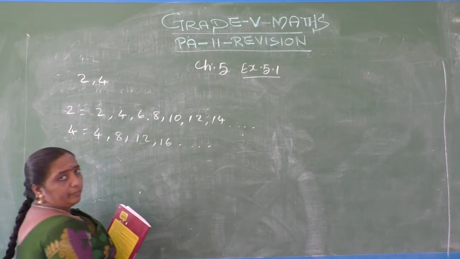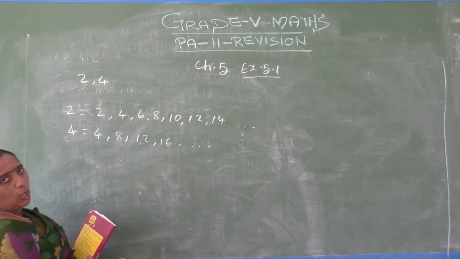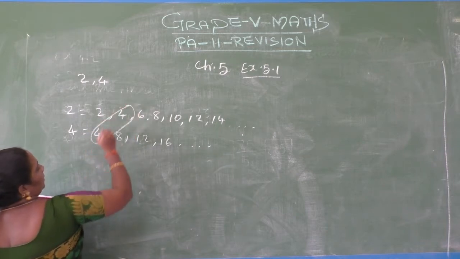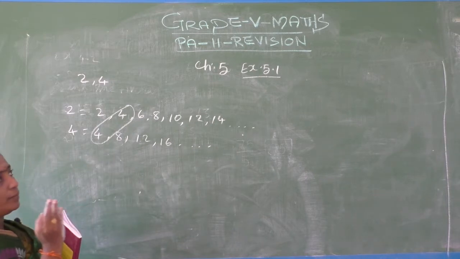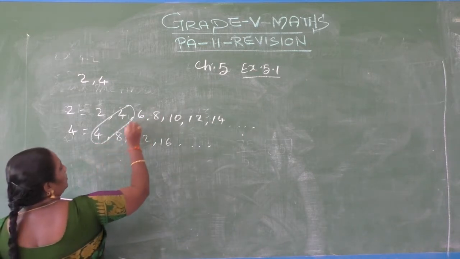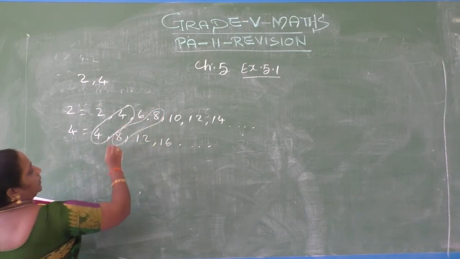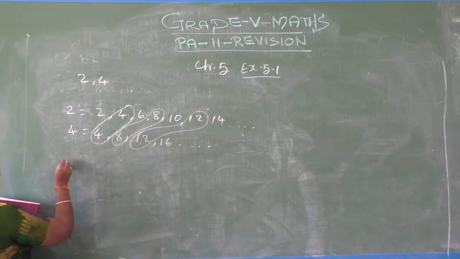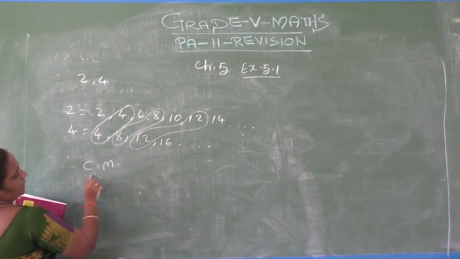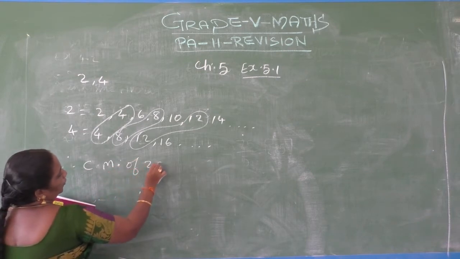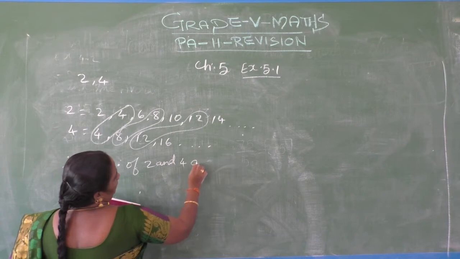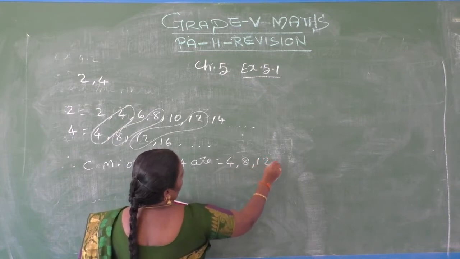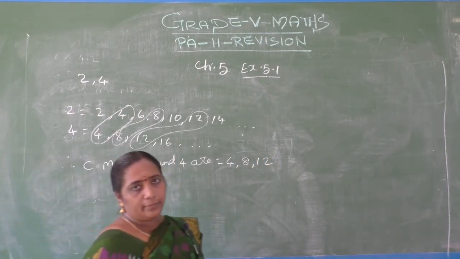Because multiples are infinite, if they ask for the first common multiple, 4 is the first common multiple. Suppose they ask to find 3 common multiples: the first is 4, the second is 8, the third is 12. Therefore the common multiples of 2 and 4 are 4, 8, 12. Likewise, you will find the common multiples.